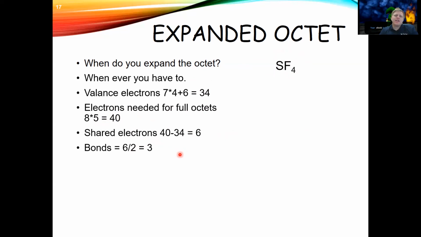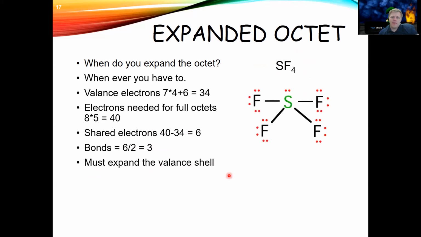Okay, but you can't combine 5 atoms with only 3 bonds. You need at least 4, right? You need sulfur to at least attach to each of those elements individually. So you can't get away with just 3 bonds here. So then you're going to have to expand the valence shell. Otherwise, this just isn't going to work. And you get the structure that we were just looking at on the previous slide.